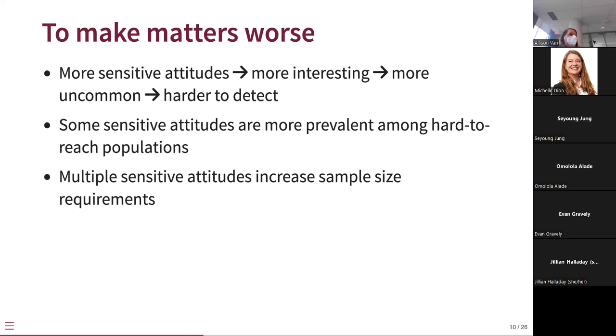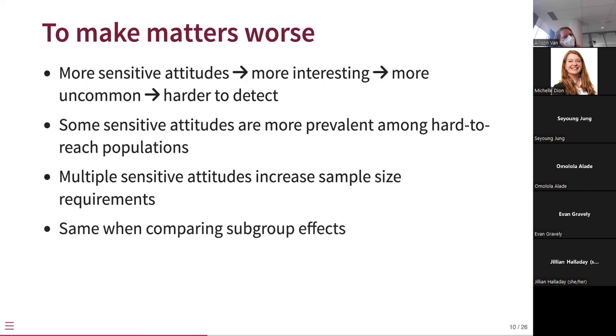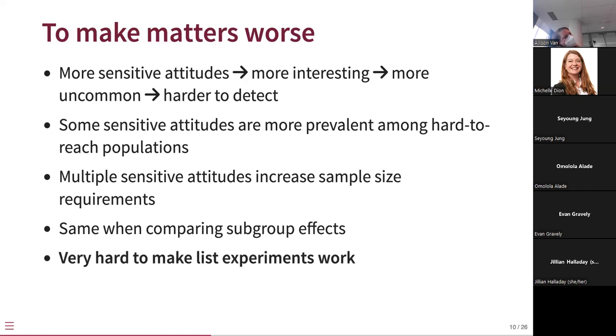To make matters even worse, if you care about multiple sensitive attitudes, which is very often the case, that means that you need more of a sample. So we're talking about 1,000 being a good benchmark. If you care about more than just one sensitive attitude or behavior, make that 2,000 if you care about two, and so on. The same is true when you want to compare subgroup effects. So if you care not only about the general population estimate, but you want to get, say, different estimates by age brackets, you need even more data. So we say 1,000 is a good starting point, but in practice, it's going to be a lot more than 1,000. So very expensive, very hard to collect that data, very hard to even reach the people that you want to reach. All of this is to say that it's very hard to make list experiments work. What do we do?